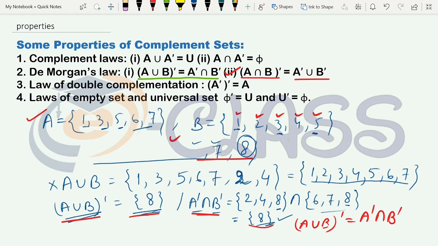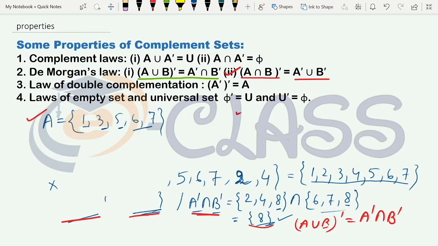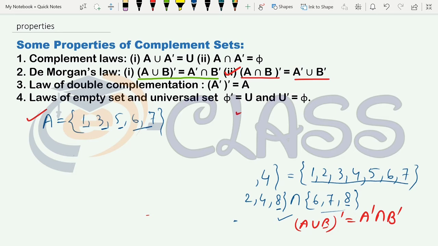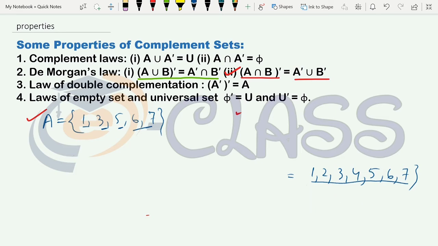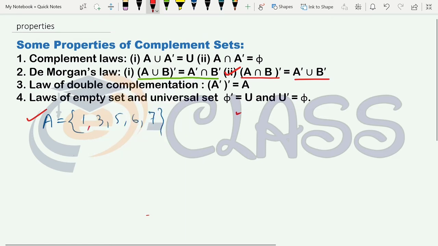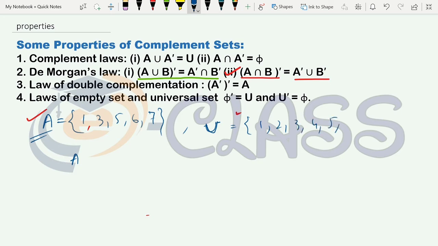Now the third law. The third law says that (A complement) complement equals A. Now this is A, and take the universal set as {1, 2, 3, 4, 5, 6, 7}. So this is the universal set.